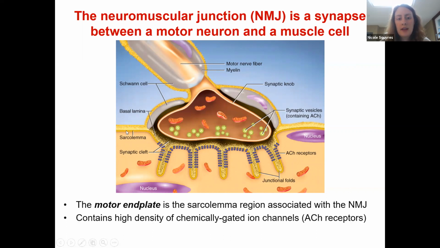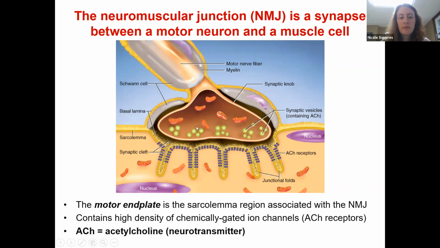And if we look at the sarcolemma right here at the motor end plate, what we're going to see is that it is covered in these little chemically gated ion channels. These are shown here, these little blue guys right here. So these are chemically gated ion channels. And specifically, these are ion channels that respond to the chemical acetylcholine. Okay, and acetylcholine is a neurotransmitter that is found within synaptic vesicles inside the motor neuron.